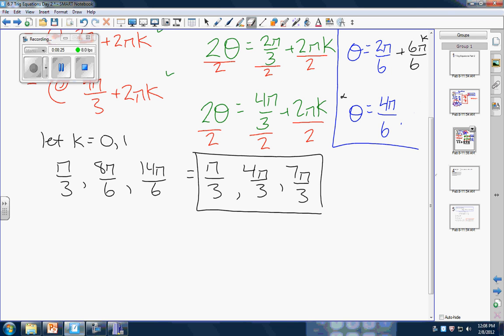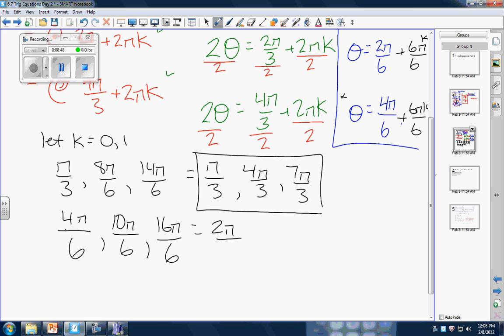Rewrite this guy as well as 6 pi k over 6. So when k is a 0, the first one happens at 4 pi over 6. We'll reduce that later. Next one happens at 10 pi over 6, and the next one happens at 16 pi over 6. So 2 pi over 3, 5 pi over 3, and 8 pi over 3.